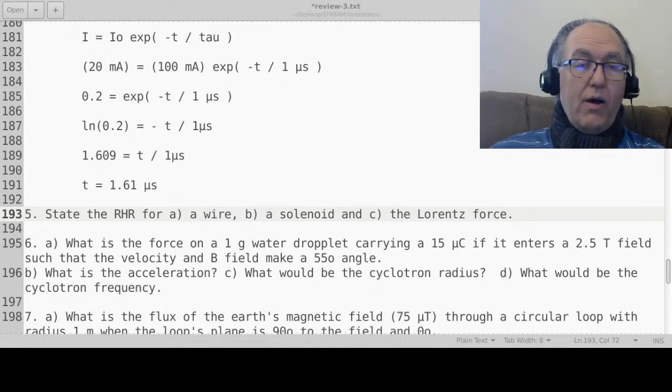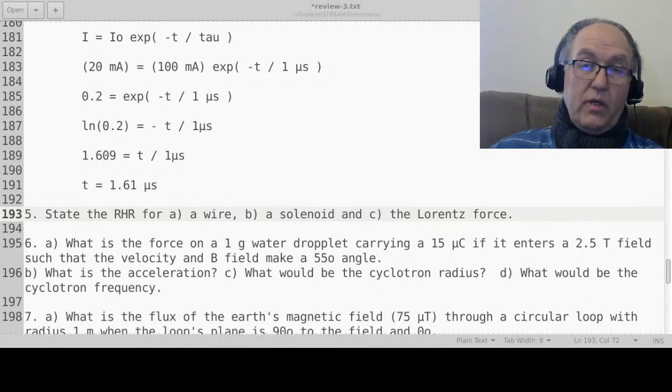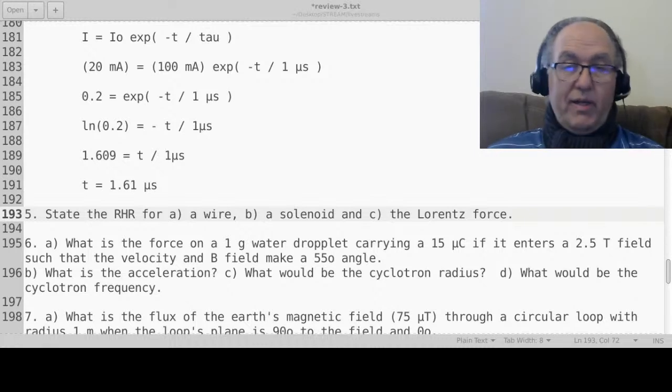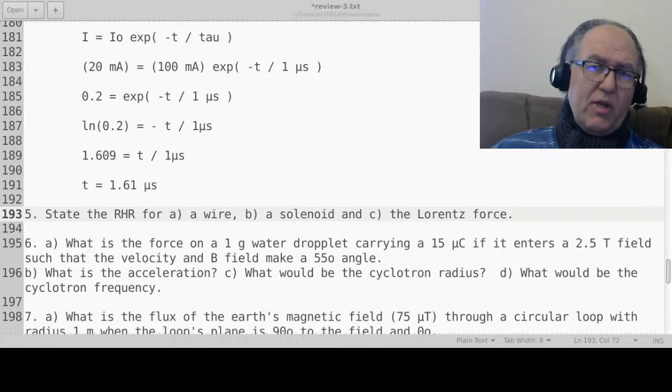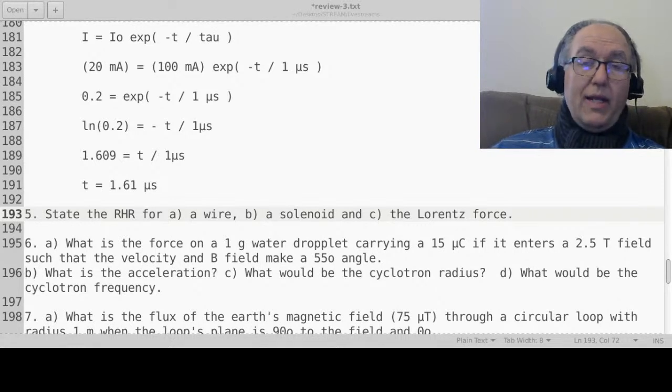All right. So what is the right-hand rule for a wire? Well, it's basically part of Ampere's law. And Ampere's law says if there's a wire carrying a current, then it creates a magnetic field. But what direction is that magnetic field in? In other words, if you put a compass there, which way would it point north? And the answer is, so this is the right-hand rule for a wire carrying a current.